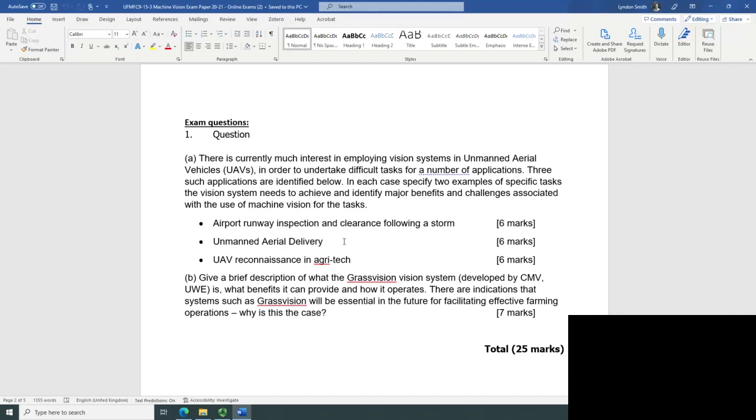Let's move on to something close to my heart. UAV reconnaissance in agriculture. What kills drones? Cows from range. What sort of tasks might you want to do in this? You can survey fields to see if they're ready for being harvested or flowered or whatever. Also monitor animals.